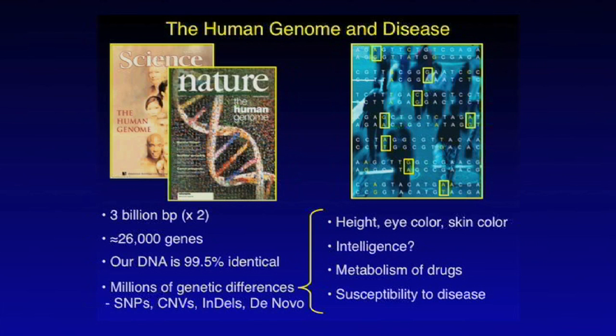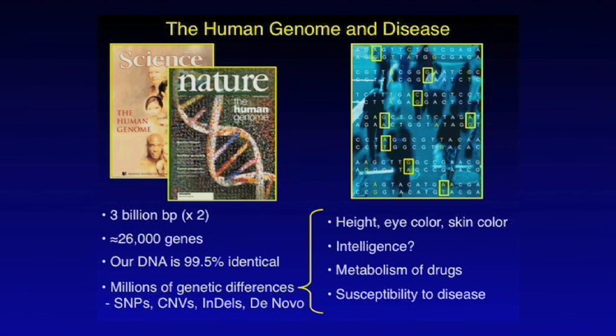So as I said, the human genome's been sequenced. We know that there's about 3 billion base pairs. And since we have 2 copies of almost every chromosome, there's actually more like 6 billion base pairs of DNA in every cell of our body. There's about 26,000 genes. And we know that all of our DNA, for all us humans, is about 99.5% identical. So we're almost all genetically identical.